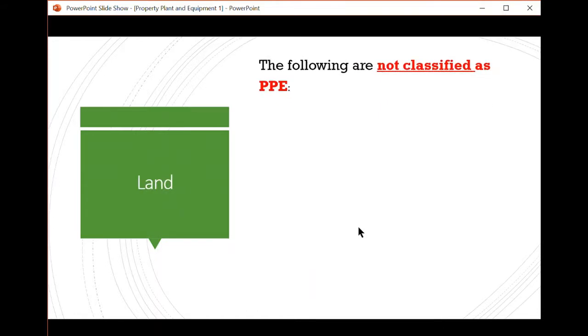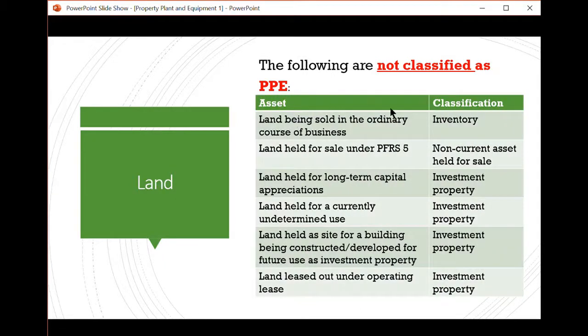So the following are not classified as PPE, so therefore they are classified in some other way. So for example, if the land is sold in the ordinary course of business. So meaning, mao na gina siya imuhang gigamit as pang buy and sell. So therefore, the land is not for production, the land is not for selling, the land is not for administrative. So therefore, it's not PPE. So kay pang buy and sell man siya, kay pang baligya man siya. So that is classified as inventory. If it is a long-term asset held for sale, so land is a long-term asset man na siya, so therefore that's classified as non-current asset held for sale.